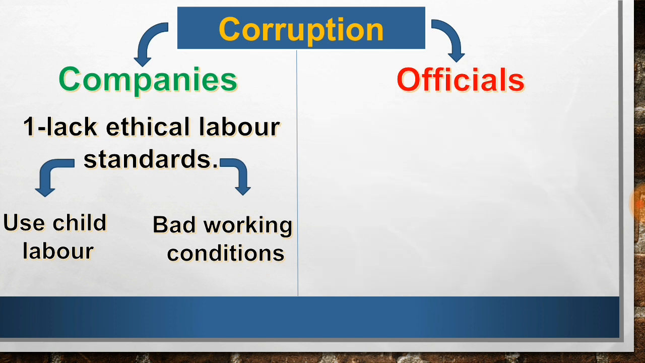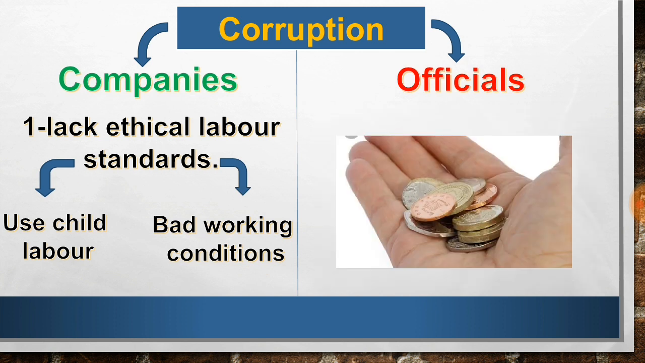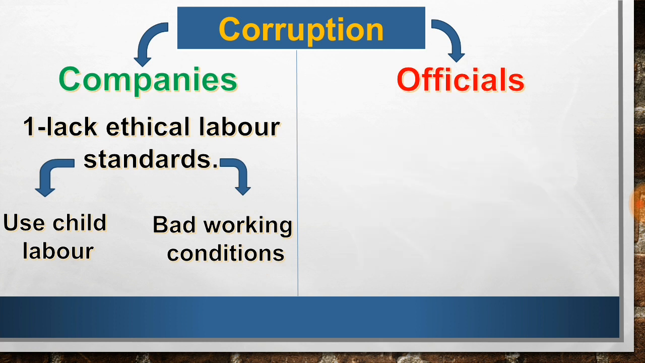We can say that a company lacks ethical labor standards also when it has bad working conditions. For example, when the employees are poorly paid, when the salary of the employees is not really high, we can say that the company has bad working conditions. Also, when the employees are working in situations which are considered dangerous, hazardous, where they are exposed to daily accidents, we can say that this company is corrupt.